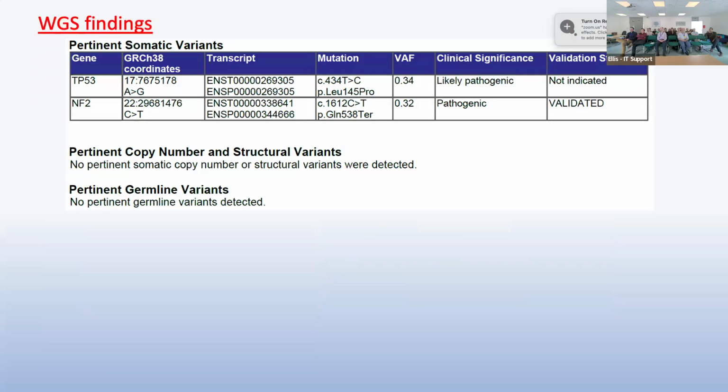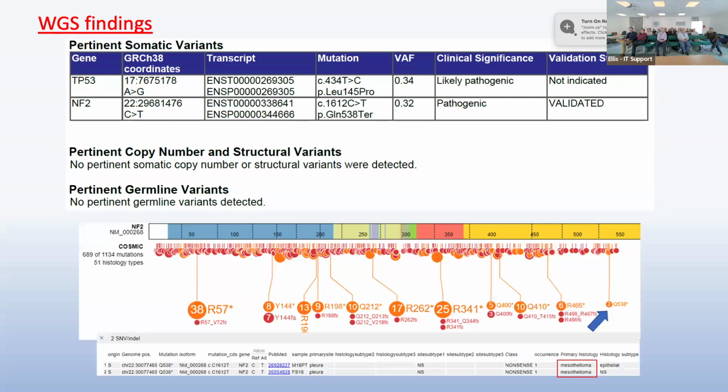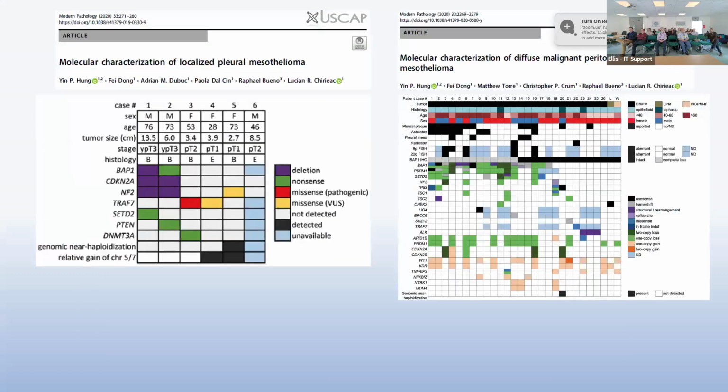Yeah, and we also found some mutations here. P53 is very common. You see that in tons of different tumor types. NF2, on the other hand, is a little bit more specific. And the exact variant that we had, when you look in the databases on COSMIC, both of those were in mesothelioma. It hadn't been reported in anything else at that juncture. And then in the literature, there is a subclass of mesothelioma that has genomic near-haploidization, gain of 5 and 7, and NF2.